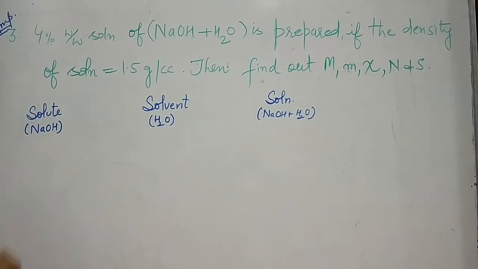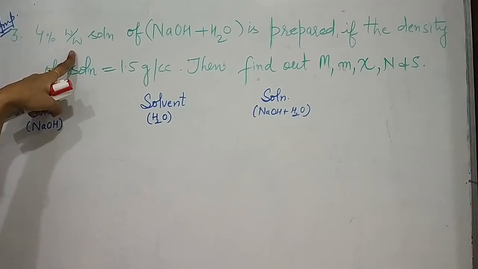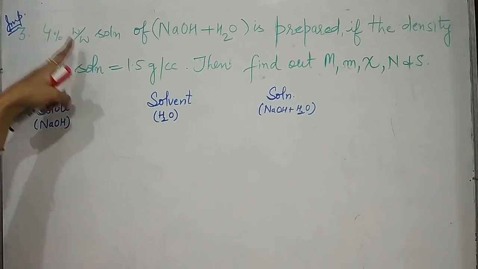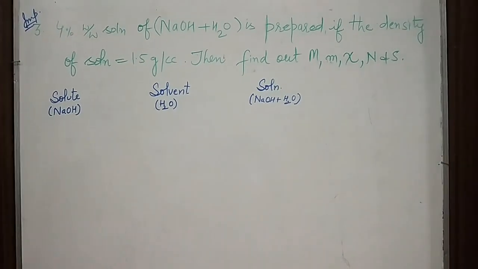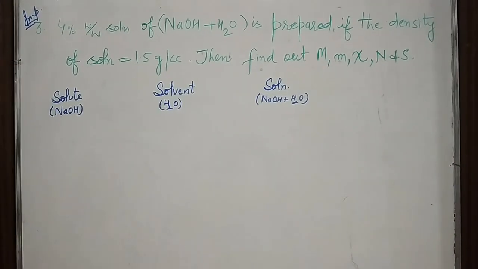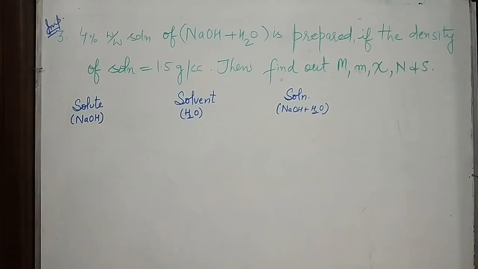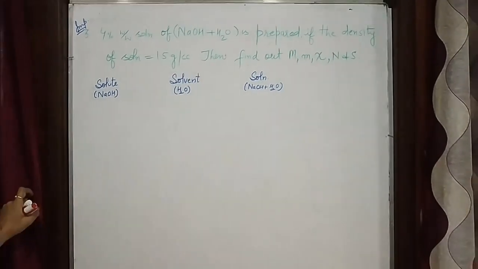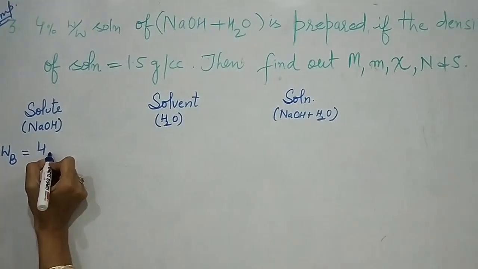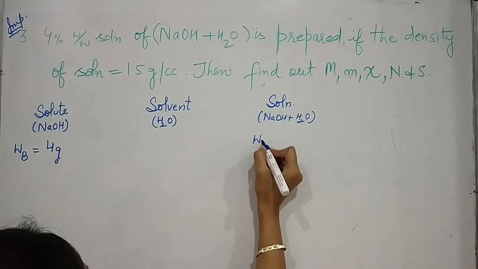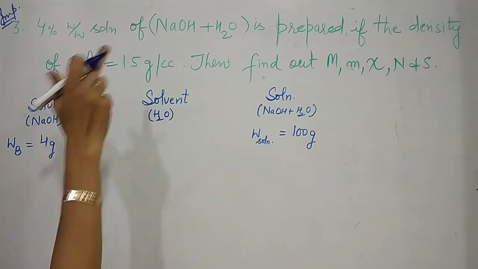Now, 4% weight by weight solution means 4, because it is mass by mass percentage, in terms of mass by mass. It means 4 grams of solute is present in 100 grams of solution. Because I told you that mass by mass percentage is the amount of solute in grams present in 100 grams of solution. So mass of solute is 4 gram. Mass of solution is 100 gram according to the definition of percentage.